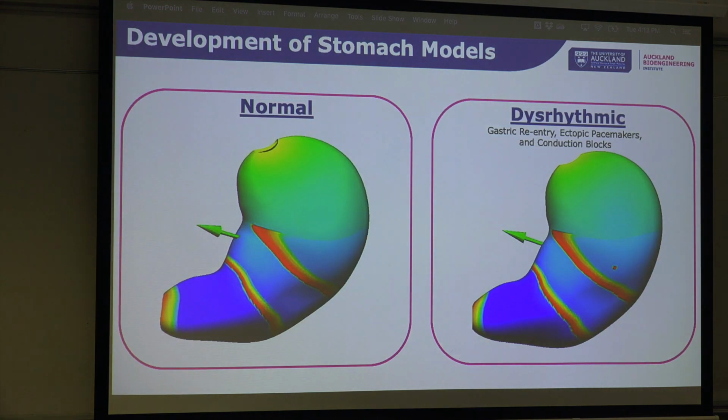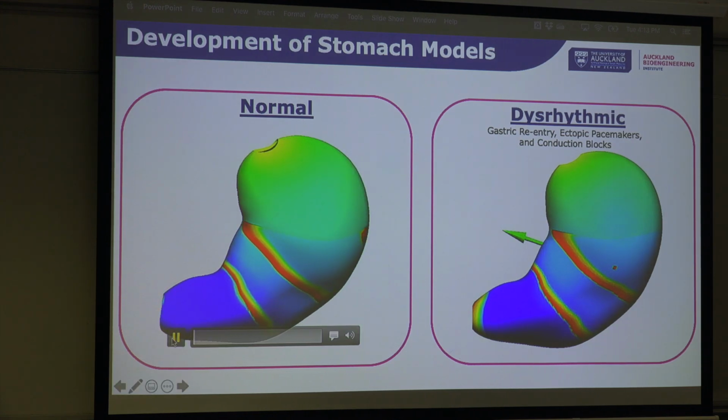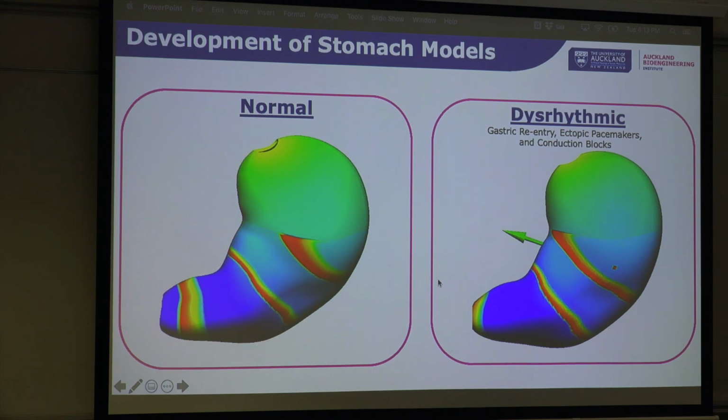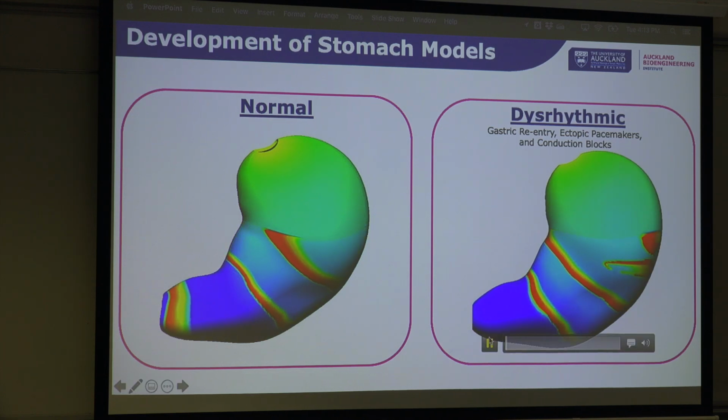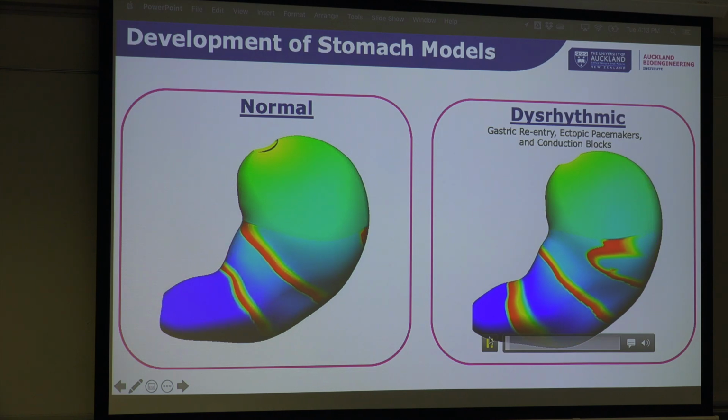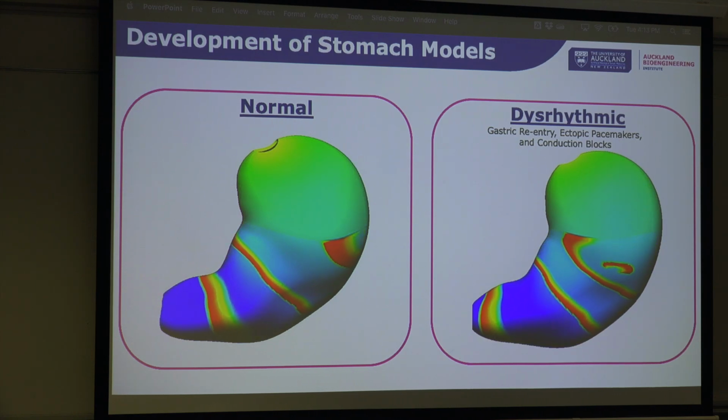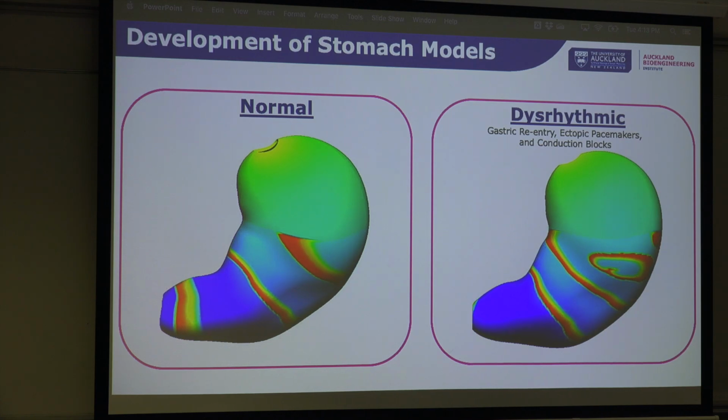I've got a clip here showing two cases. You have already seen the normal case with just that propagation going down. And what I want to show to you is a dysrhythmic case, specifically gastric re-entry. You can see this little blip right there. We're going to have one mistimed activation, which is going to cause a complete destabilization of the entire stomach. So I'm just going to let that run. You can see how that one little blip is capable of completely destabilizing the entire stomach.